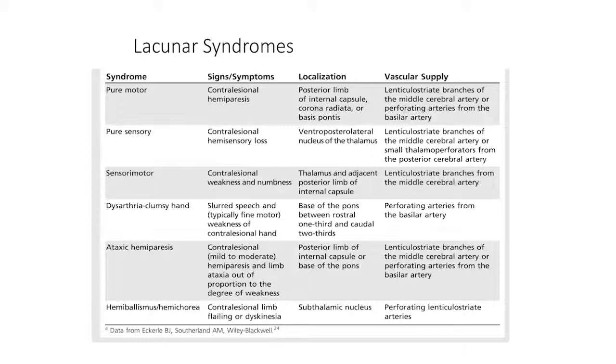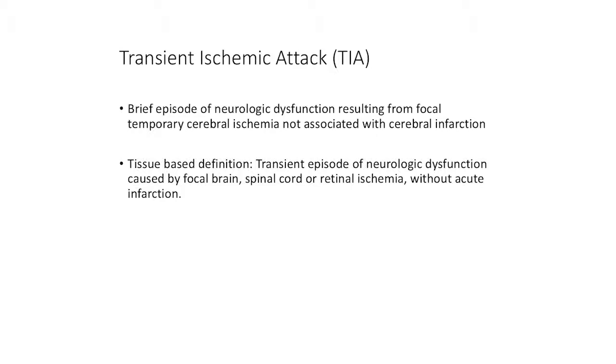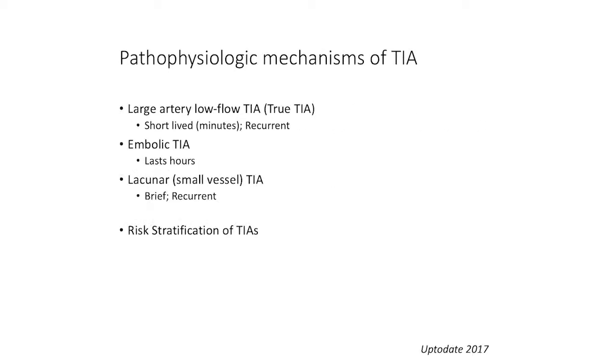So TIA is also another entity in strokes where there's a brief episode of neurologic dysfunction resulting from focal temporary cerebral ischemia that is not associated with cerebral infarction. So the pathophysiologic mechanisms: you could have large artery low flow TIA, which is a true TIA, short-lived, and it could be recurrent. Embolic, which can last hours. Lacunar, which is brief, recurrent, and there's a risk stratification of TIAs. And I think we've heard about the ABCD2 score, which I'm not going to go into, but we'll look at it after this.